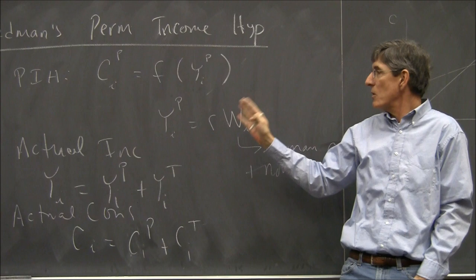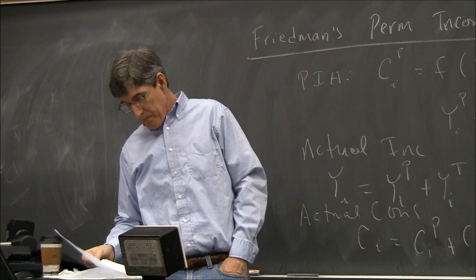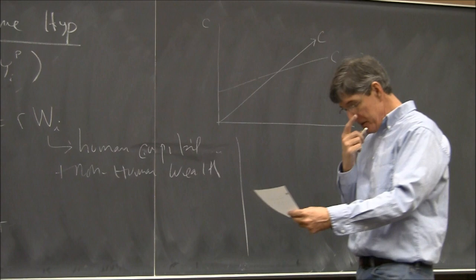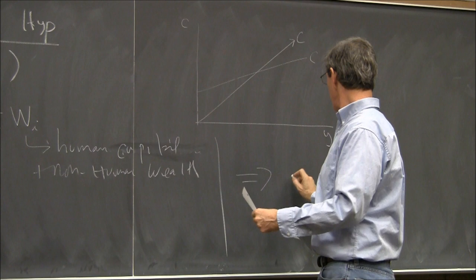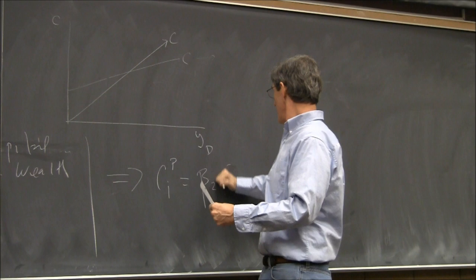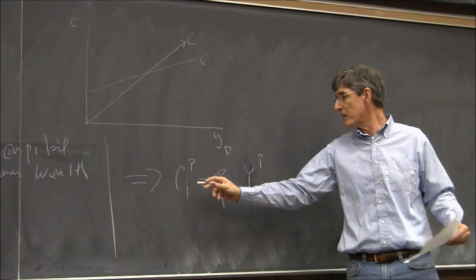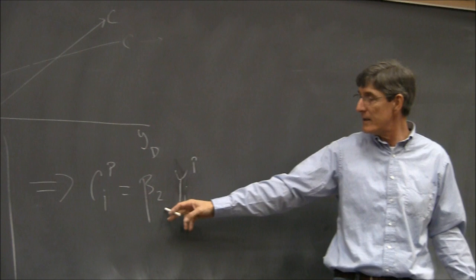So the problem's going to be here. What this theory tells us is that permanent consumption should be beta 2 times permanent income. So that's the regression we'd like to run. We'd like to run permanent consumption on permanent income and see what this coefficient is. We could also add a constant to the model and test to see if it's zero.